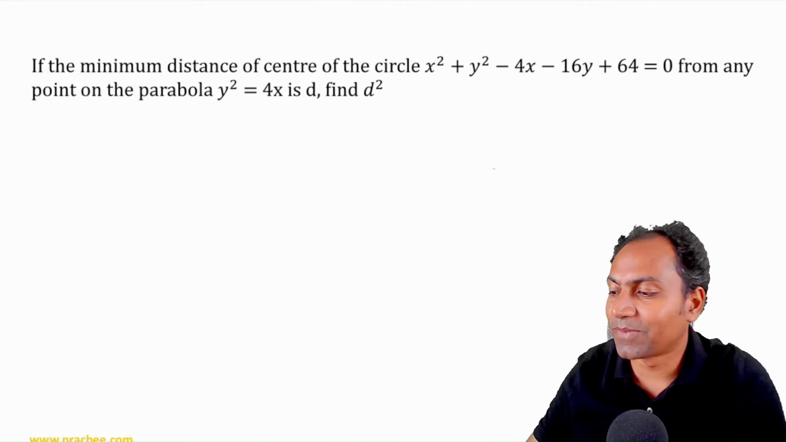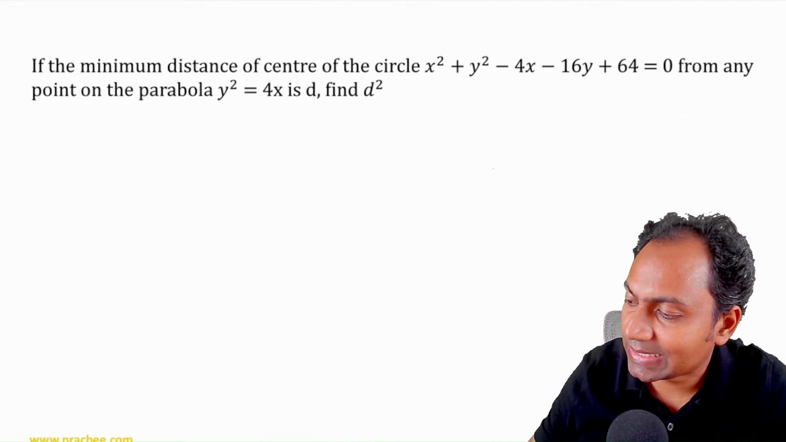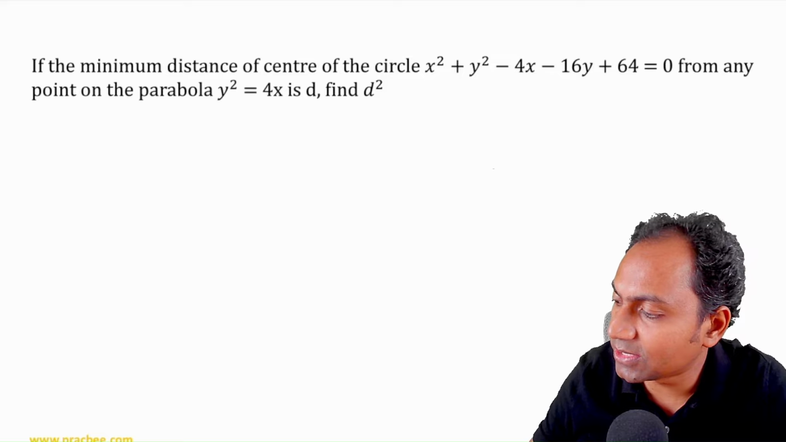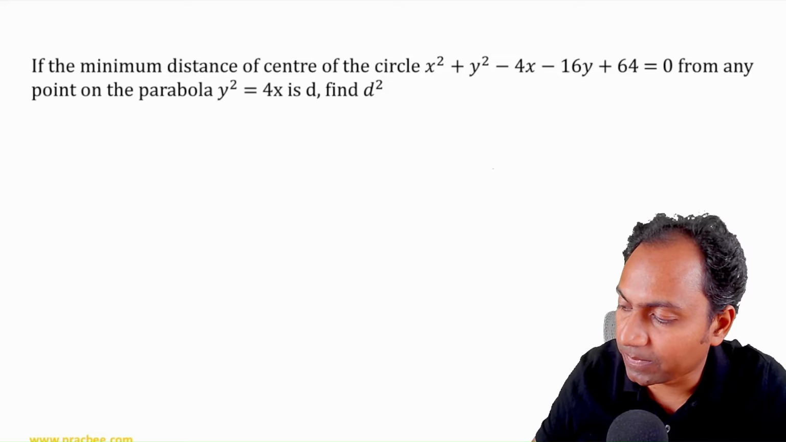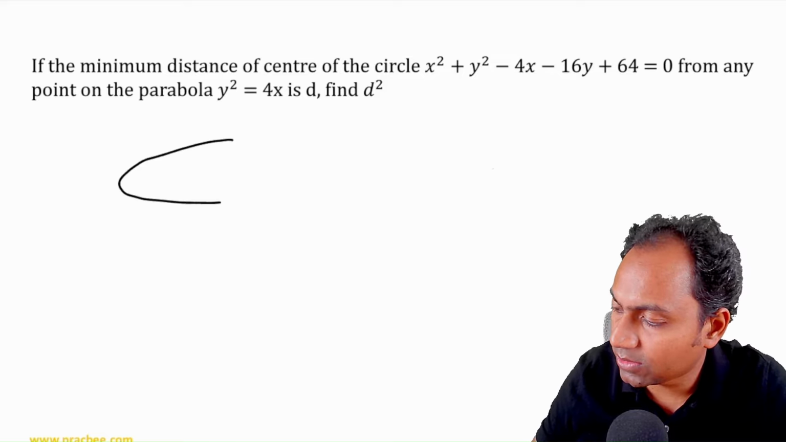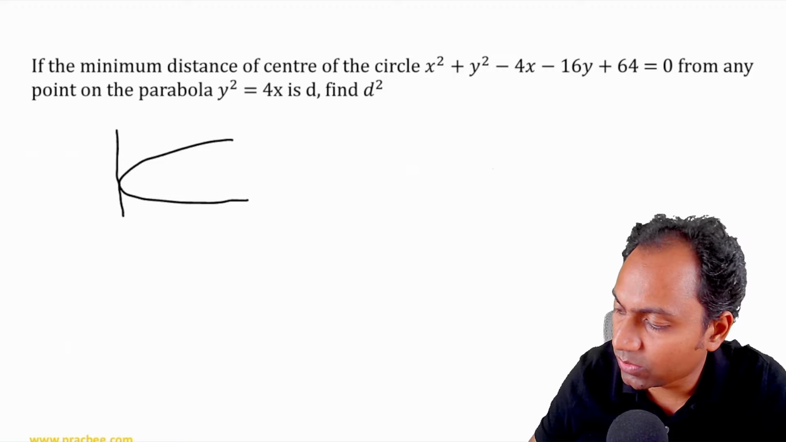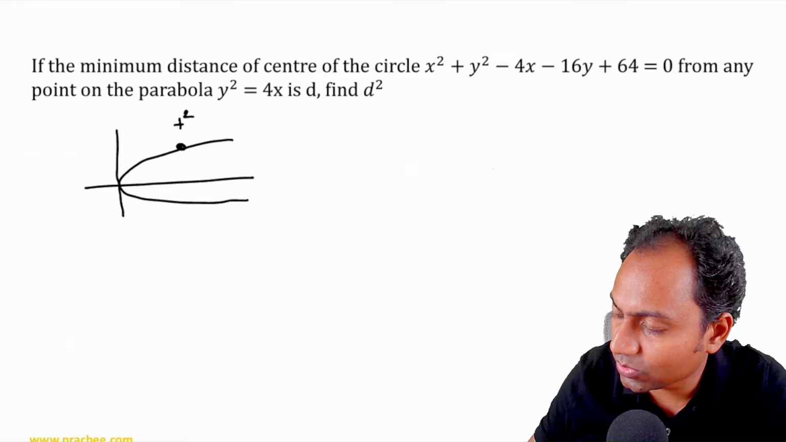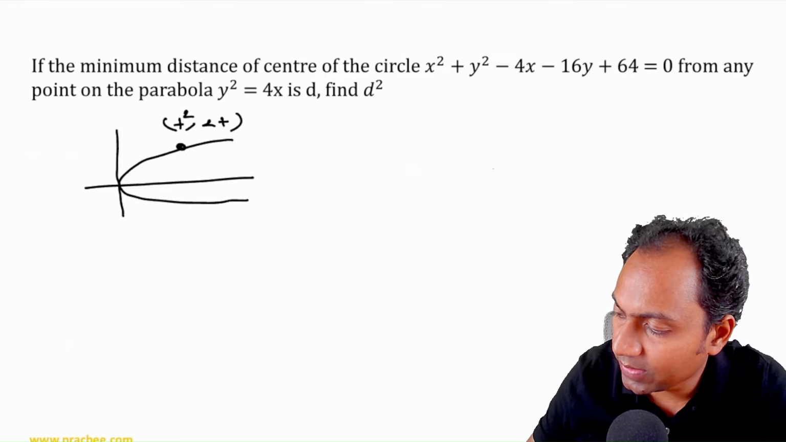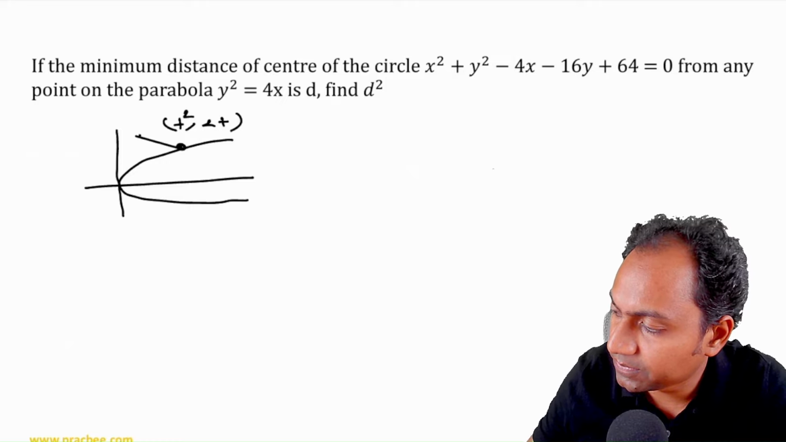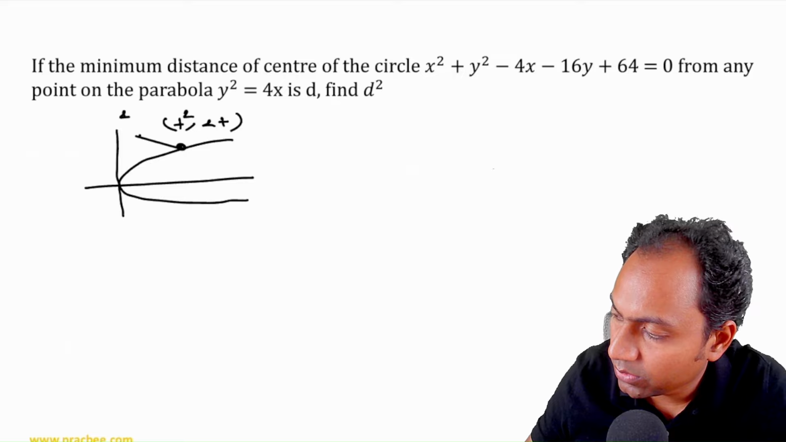Now this is a very simple question. What the question says is the minimum distance of the center of the circle from a point on the parabola. So if I take a general point on this parabola, y square is equal to 4x, this general point can be written as at square, 2at. A here is 1, so 2at. And if I take this general point, this point is nothing but t square, 2t.